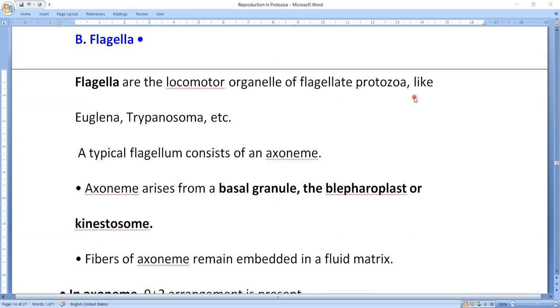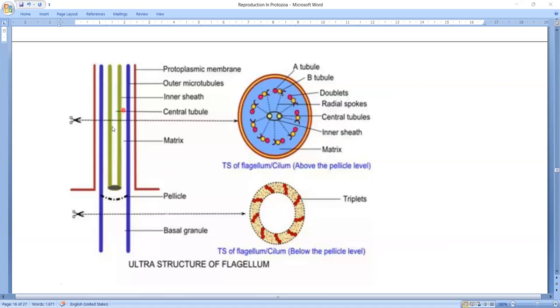Flagella are the whip-like locomotory structures of flagellate protozoans like Euglena and Trypanosoma. A typical flagellum consists of, this is the VS of the flagellum, this is the TS of the flagellum. The flagellum arises from the basal granule, or kinetosome, or blepharoplast. The axoneme and flagellum are both made up of microtubules. The basal granule is made up of 9 triplet microtubules. There are no central tubules.